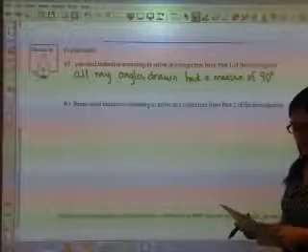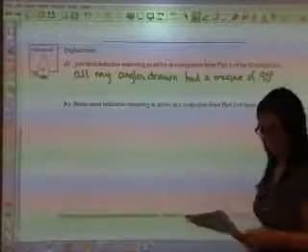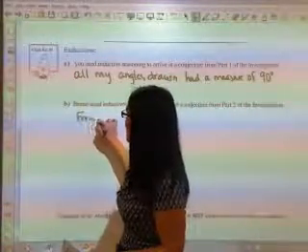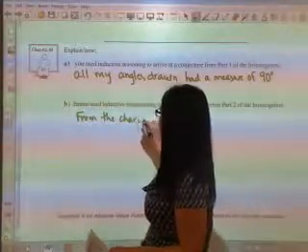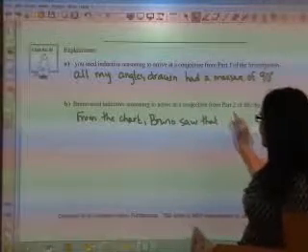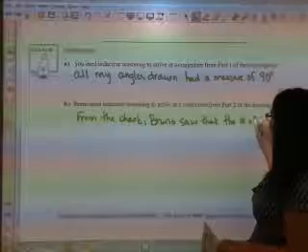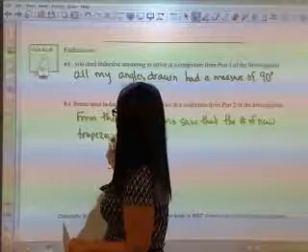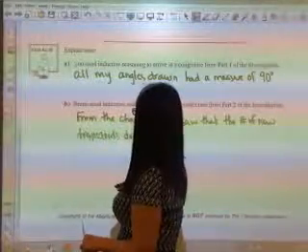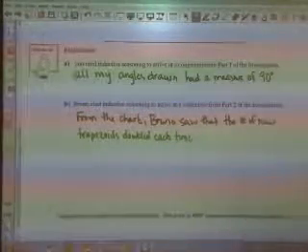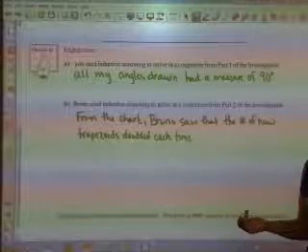Bruno used inductive reasoning to arrive at the conjecture from part 2 of the investigation. What did he do? He drew trapezoids, and then from his chart, Bruno saw that the number of new trapezoids doubled each time. Which then allowed him to extend the pattern.